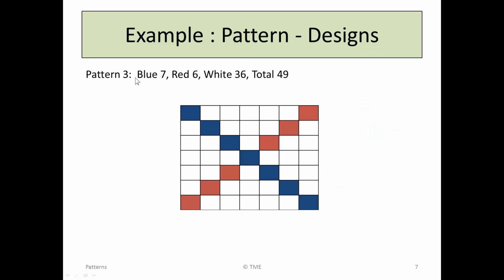In the third pattern, we have 7 blue, 6 red, 36 white now, 1, 2, 3, 4, 5, 6, 7, 8, 9, times 4 is 36, and a total of 49, or 7 by 7.